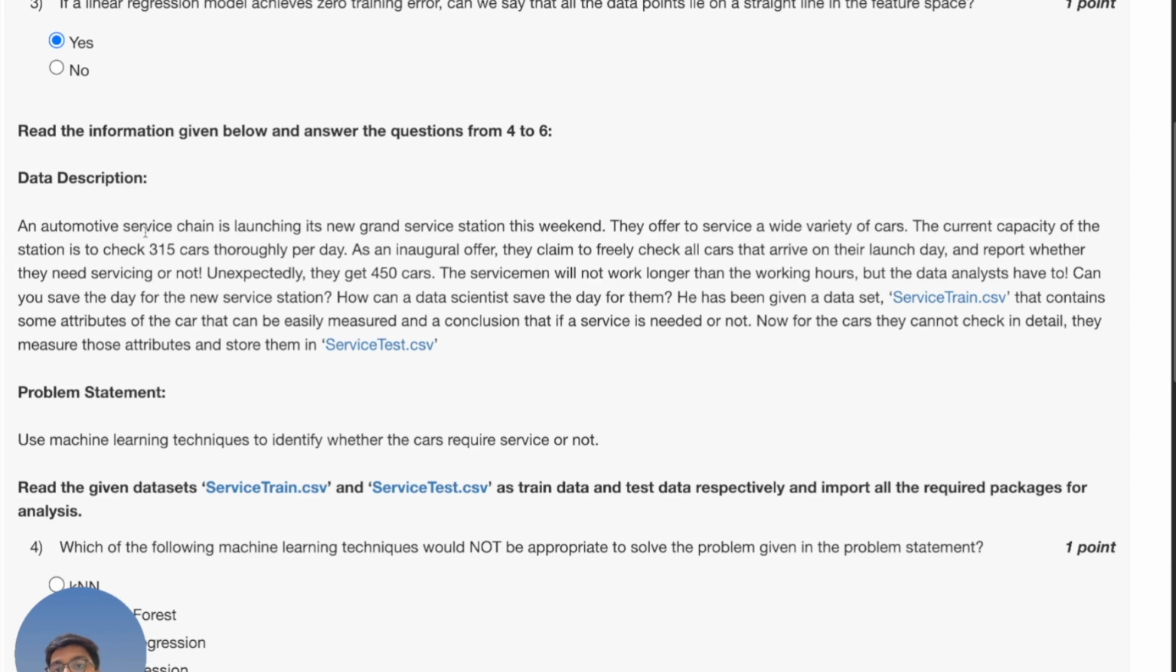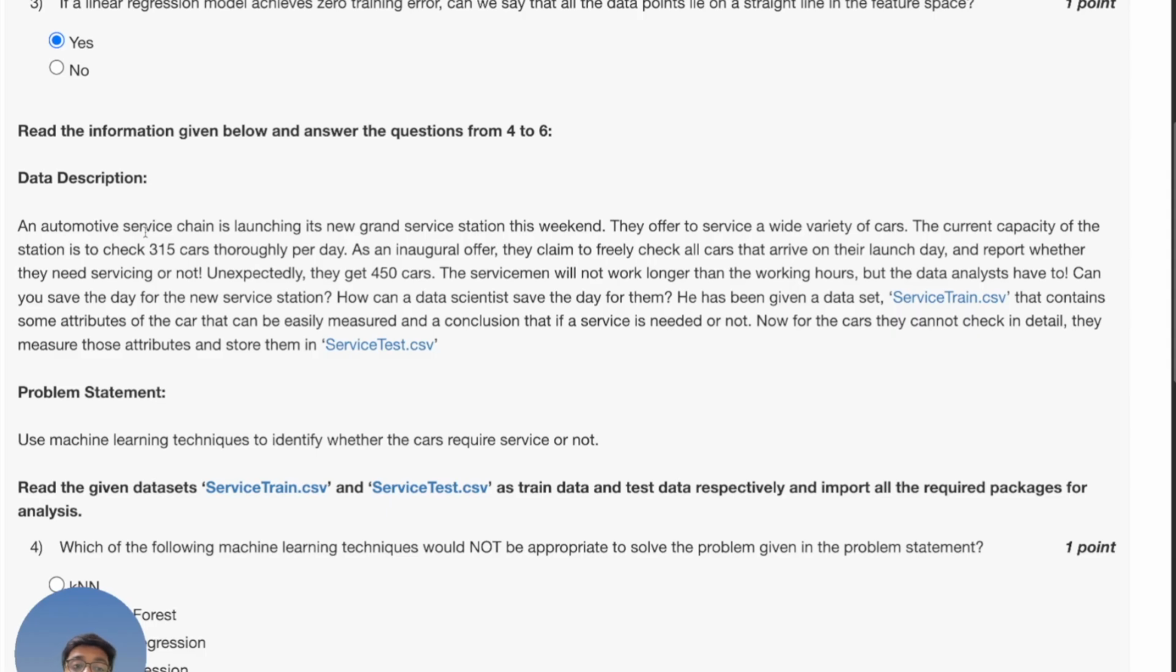They claim to freely check all the cars that arrive on their launch day and report whether they need service or not. Unexpectedly, they got 450 cars. The servicemen will not work longer than the working hours, but the data analyst has to. Fortunately, he has to work. He can't do anything else, he's not a worker, he's an analyst over there.